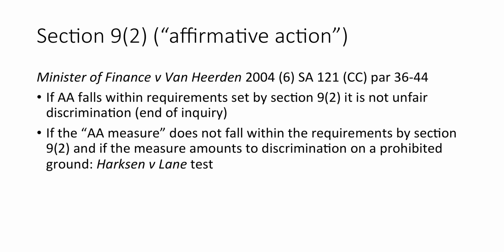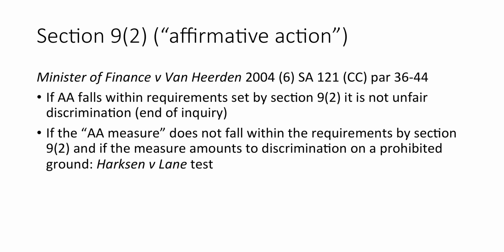In that case, the Constitutional Court has held that if the affirmative action measure falls within the requirements set by section 9.2, then it is not unfair discrimination and the inquiry stops there. If the measure does not fall within the requirements set by section 9.2, but it does amount to discrimination on a prohibited ground, then the normal Harksen versus Lane test applies.